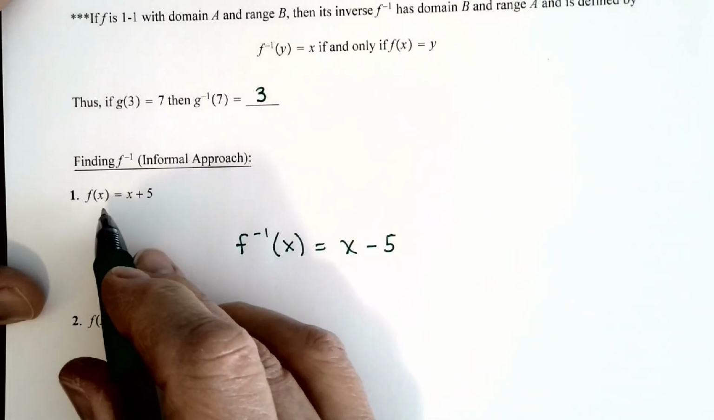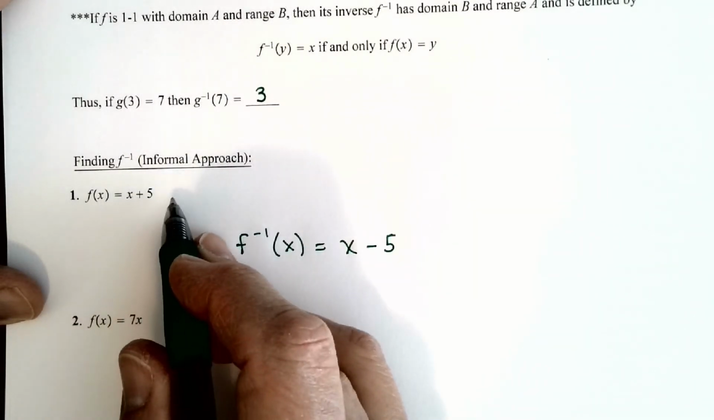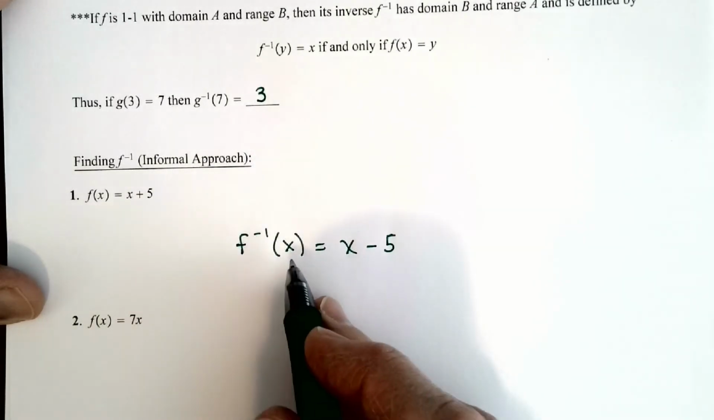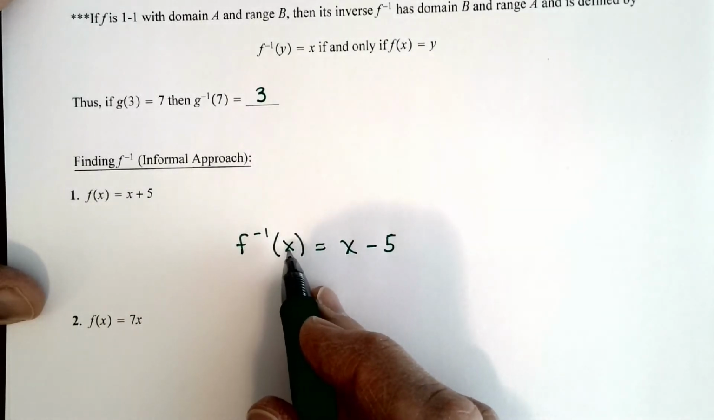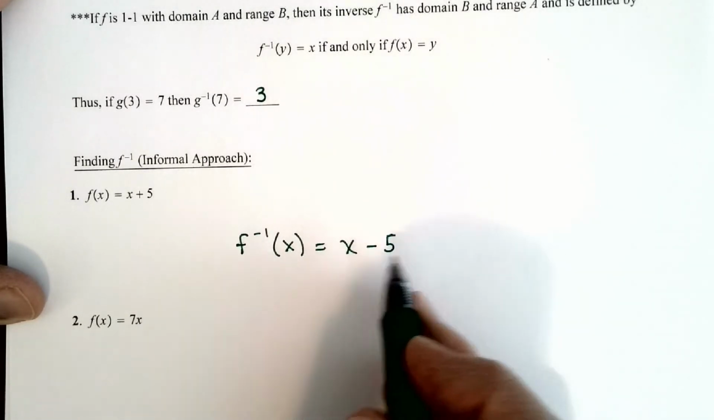So here, if I plug in 2, 2 plus 5 is 7, right? So now when I plug 7 into the inverse, what do I have to do to get back to 2? I have to subtract the 5. 7 minus 5, I get back to 2. So they cancel each other out.